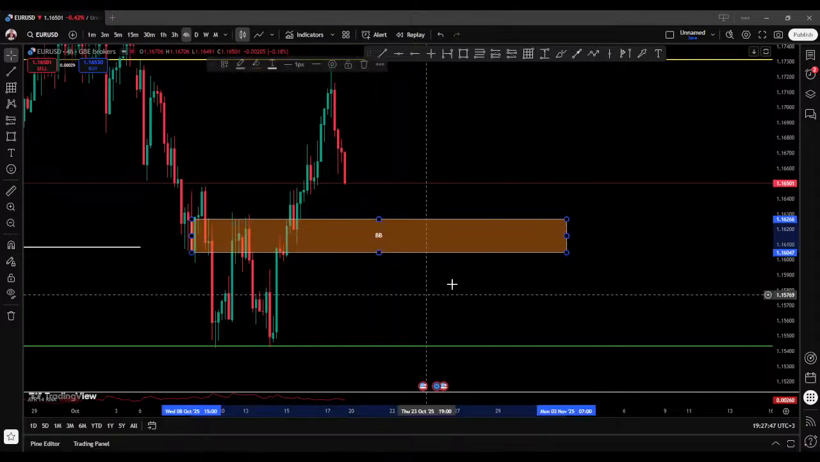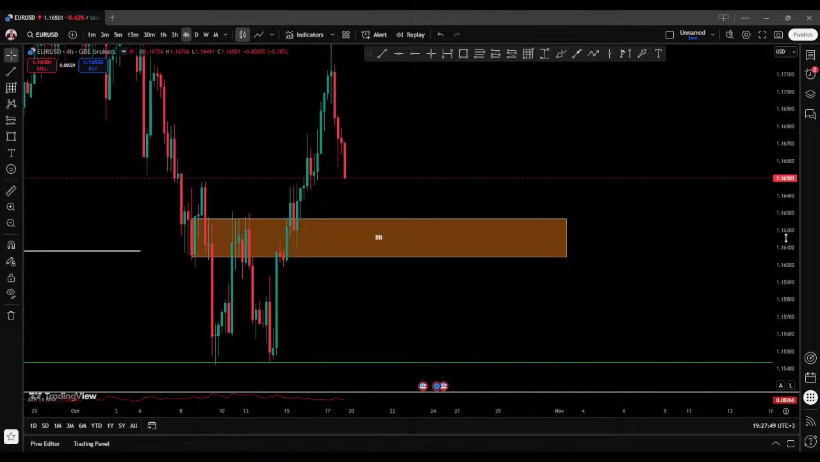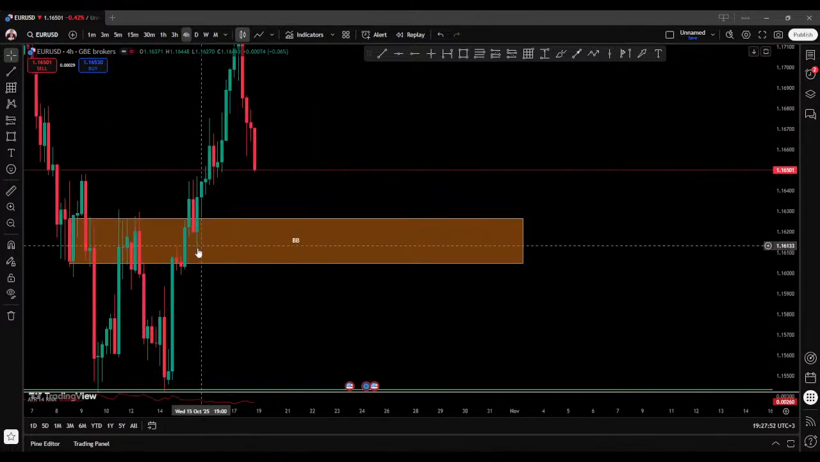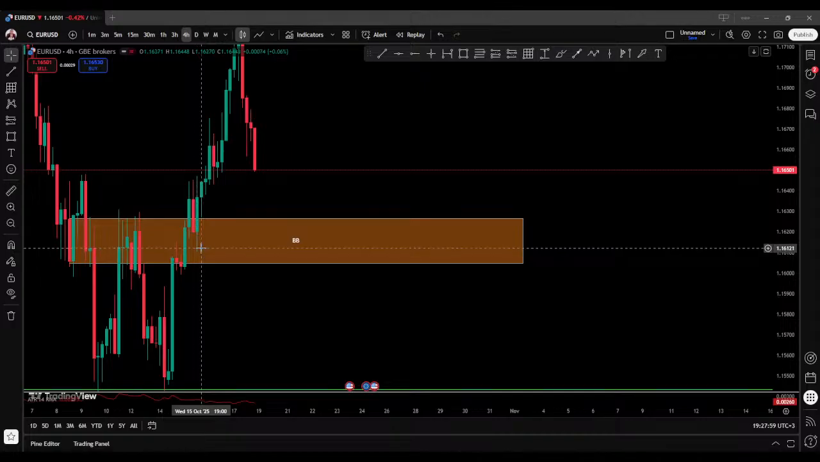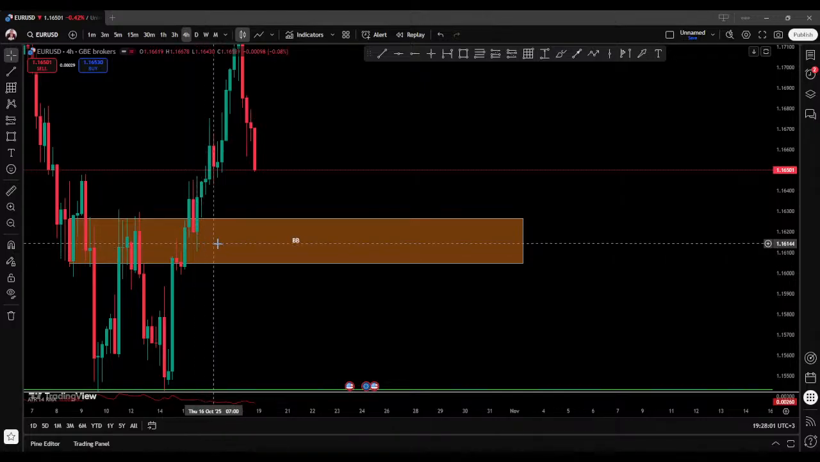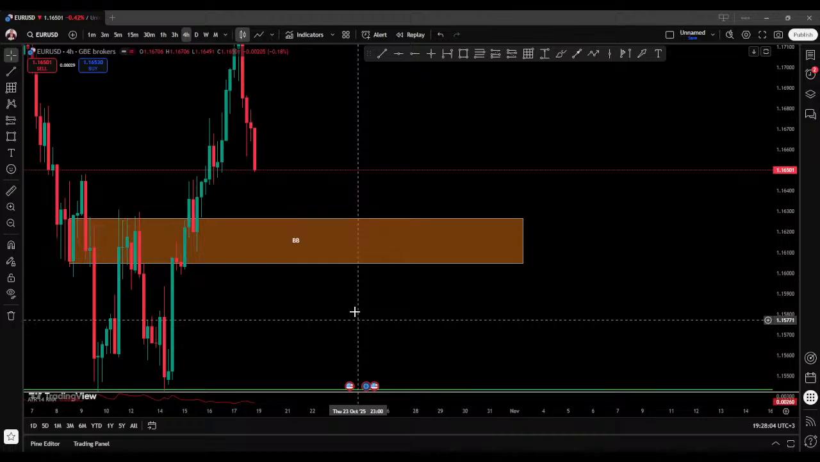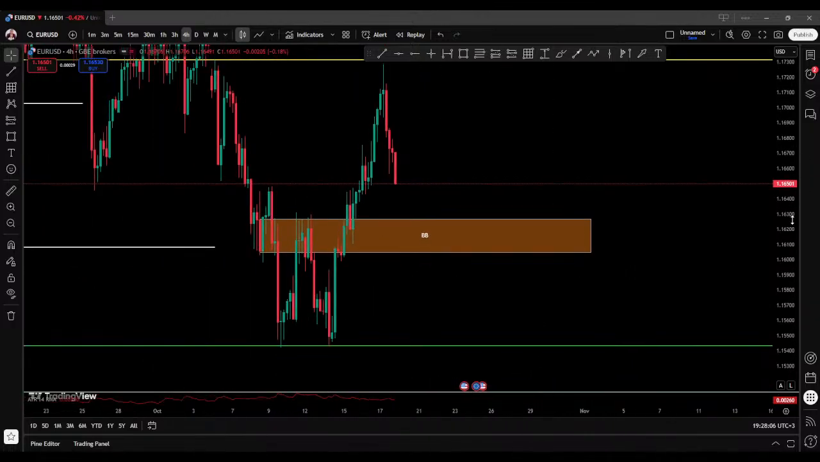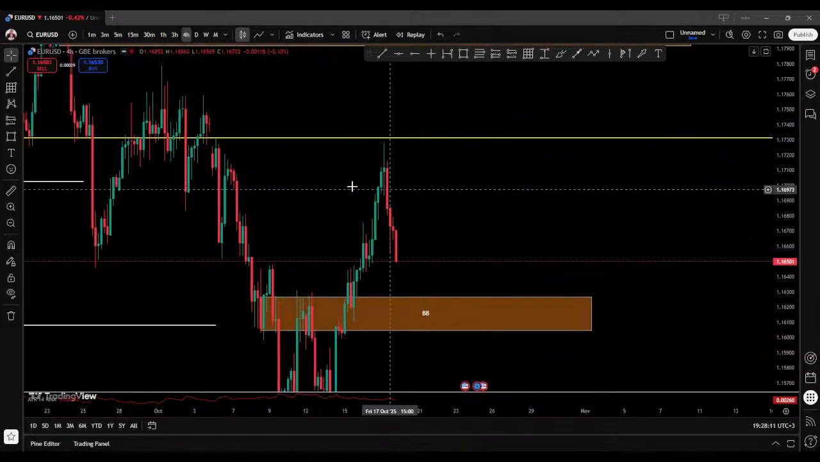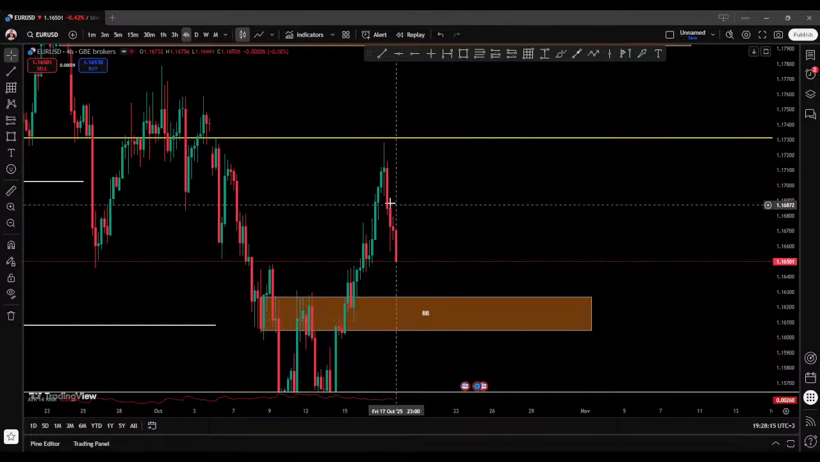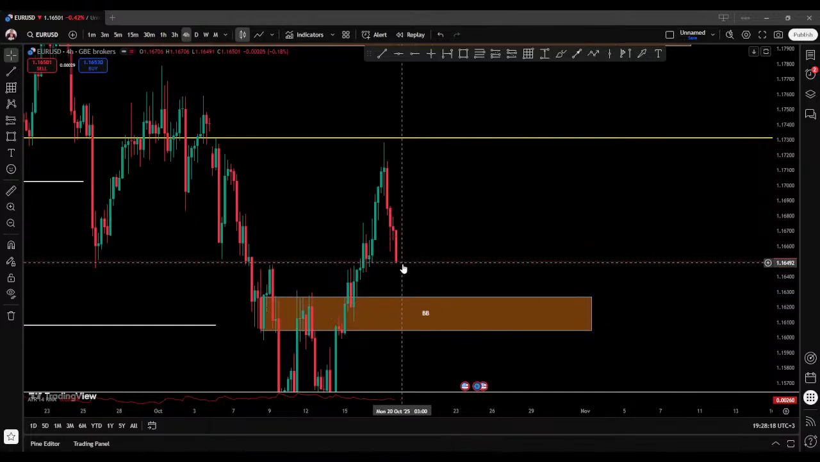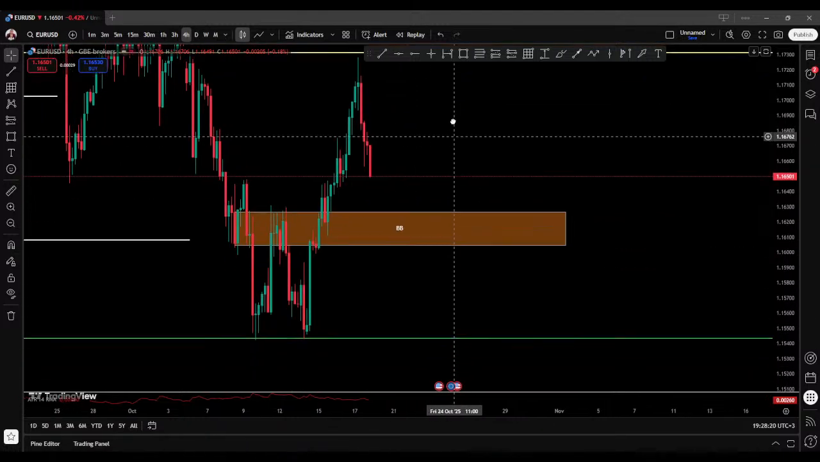And for us to know that it is a valid QML, you can see that there is liquidity here. This swing low, see this swing low here? This is liquidity. So from that point, we go and look for a POI. We look for a sell opportunity that will bring us to this order block.